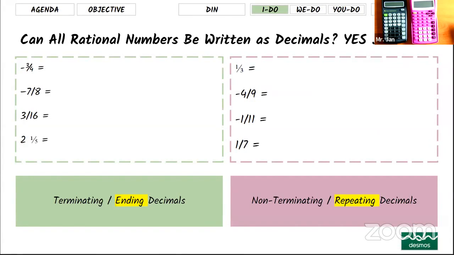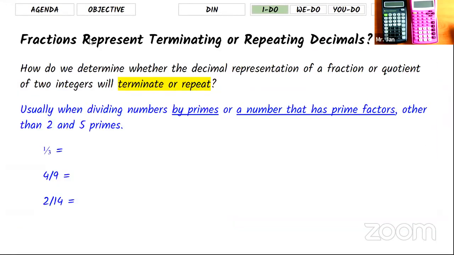Okay. So fractions. The next thing is fractions represent terminating or repeating decimals. And you may ask me, how do we know when we have a fraction whether it's repeating or not? How can we immediately say that a fraction is a repeating decimal or not? There is an easy way to realize it.